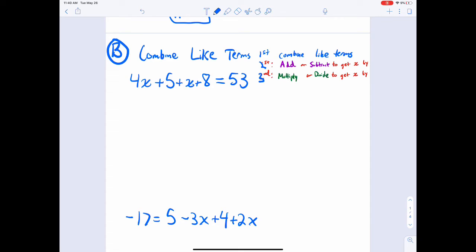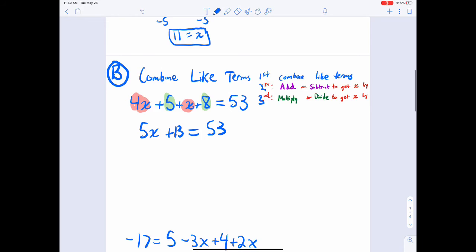So if we look here, we've got 4x plus 5 plus x plus 8 equals 53. We're going to combine like terms first. So the 4x and the positive x, those are like terms, so those will make 5x. And then the 5 and the 8 are also like terms, they're just the plain old numbers. Those will combine to make positive 13. Bring down your 53, and look, you're just at another two-step equation. So why don't you go ahead, pause the video, and try to finish that one.